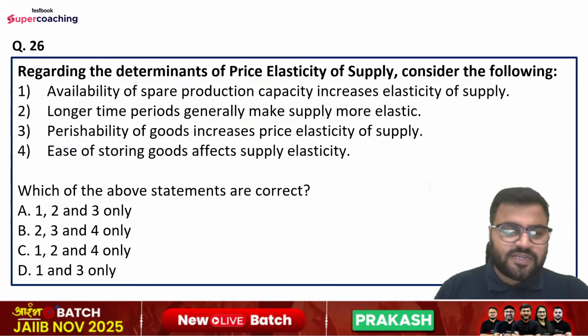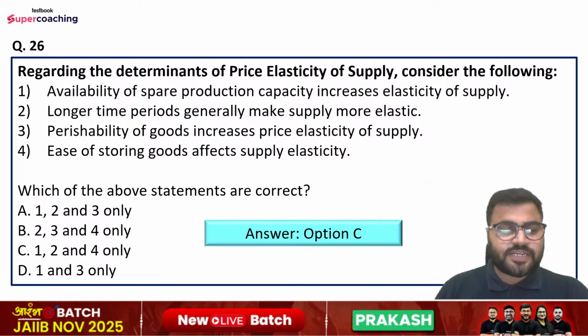Options are: first, second, and third only; second, third, and fourth only; first, second, and fourth only; or first and third only. So what is the right answer? Option C is the right answer, that is first, second, and fourth only.